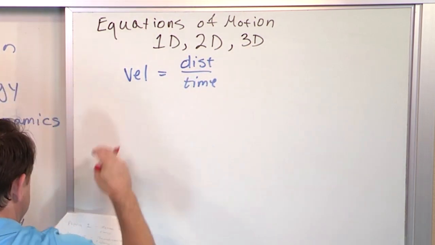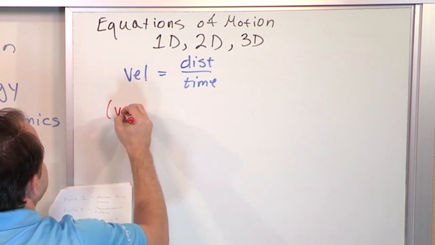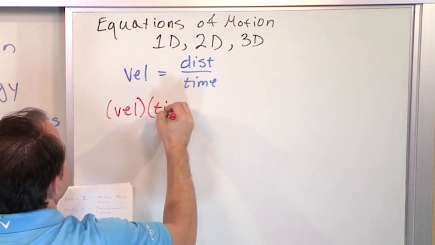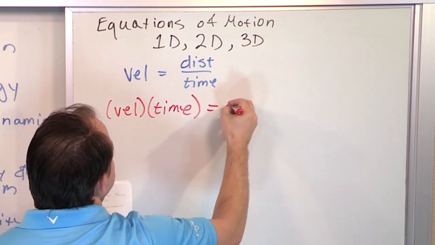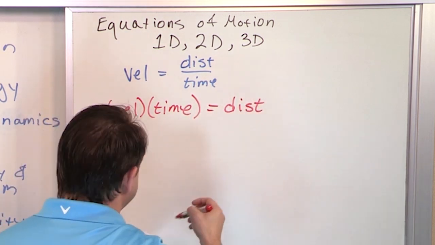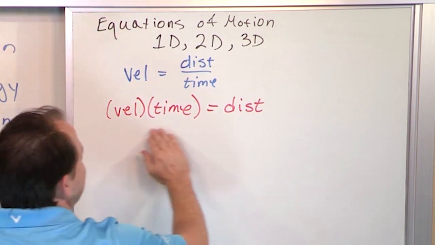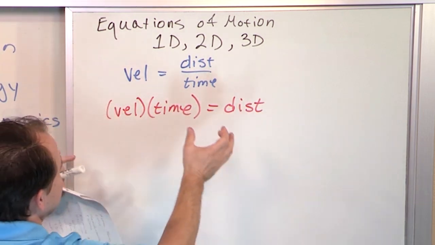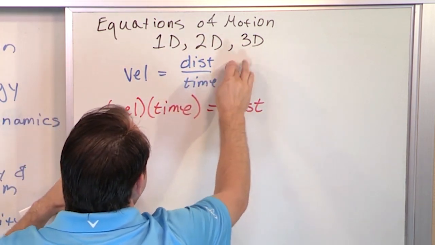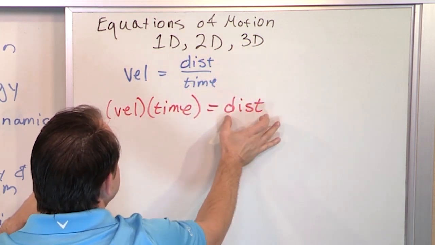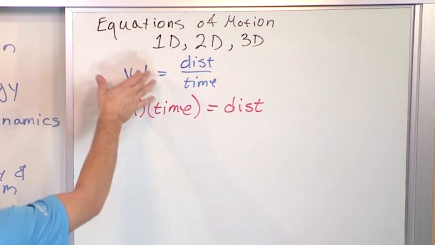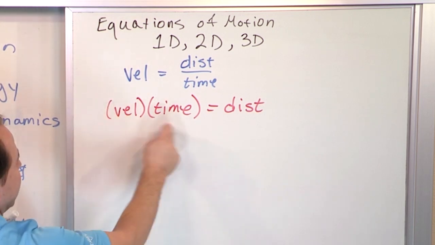So on the left-hand side, I can get velocity multiplied by time, and on the right-hand side, that will be just distance, which is left over. Now, if you don't totally understand how I got there, this is just a little bit of algebra. I multiply the right-hand side by time, which cancels time and time, leaving distance. I multiply the left-hand side by the same thing, time, so I have velocity times time.